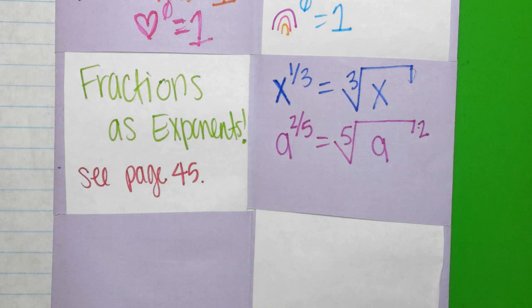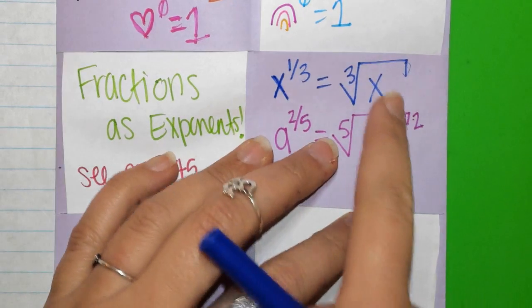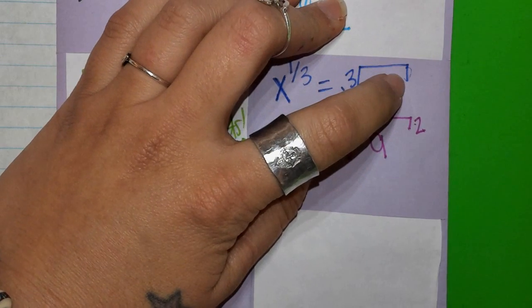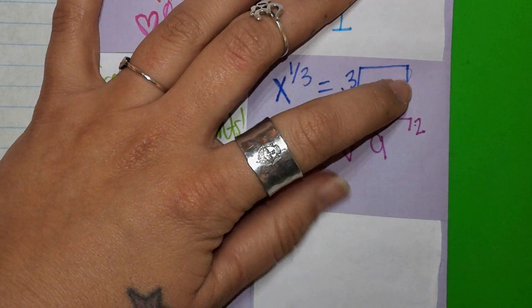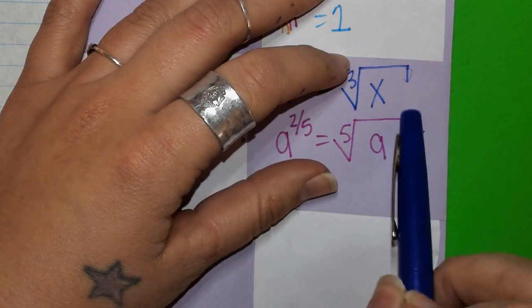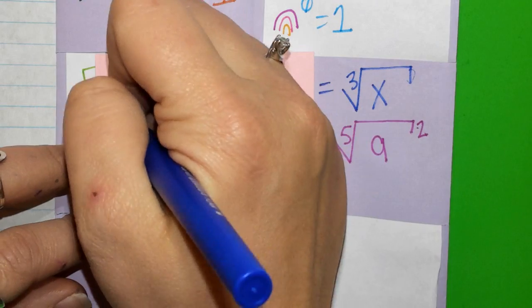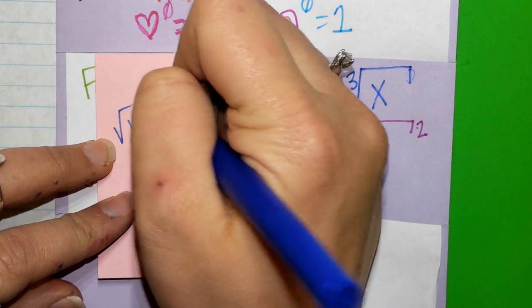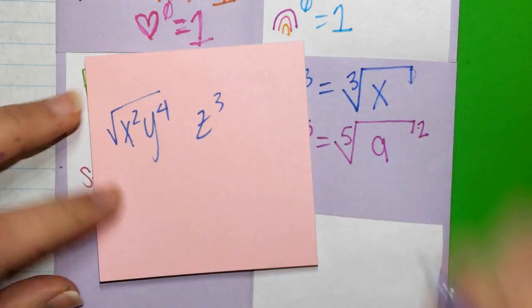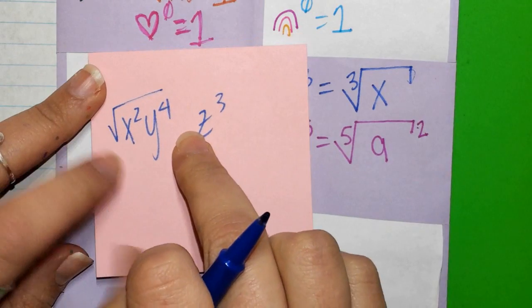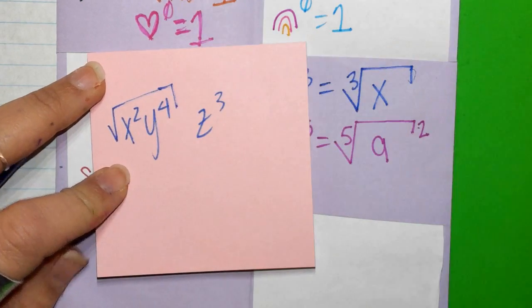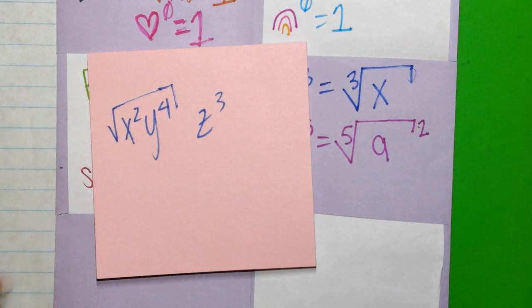Why do you still put the 1 there? The 1 is invisible, right? We just understand that there's a 1 in things. This is how I end a radical. Say you had a problem that said x squared, y to the 4th, and then z cubed. The way you denote that this z is not under the radical is you end it, and that z is on the outside.